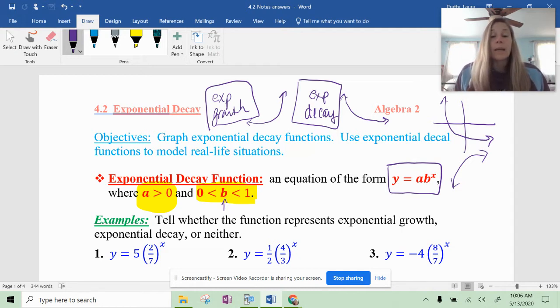And if you had a negative in there, obviously that would not be exponential growth or decay. And if your a value is negative, that also would not be exponential growth or decay. We're just going to say it's neither.